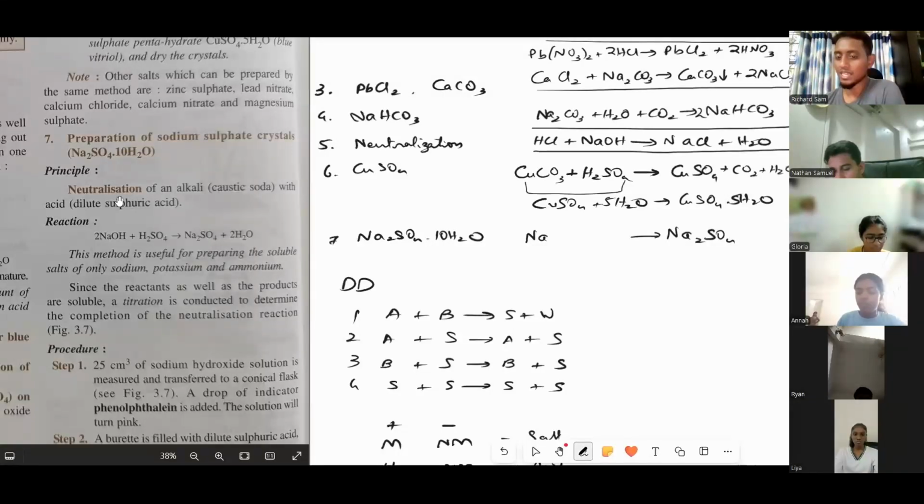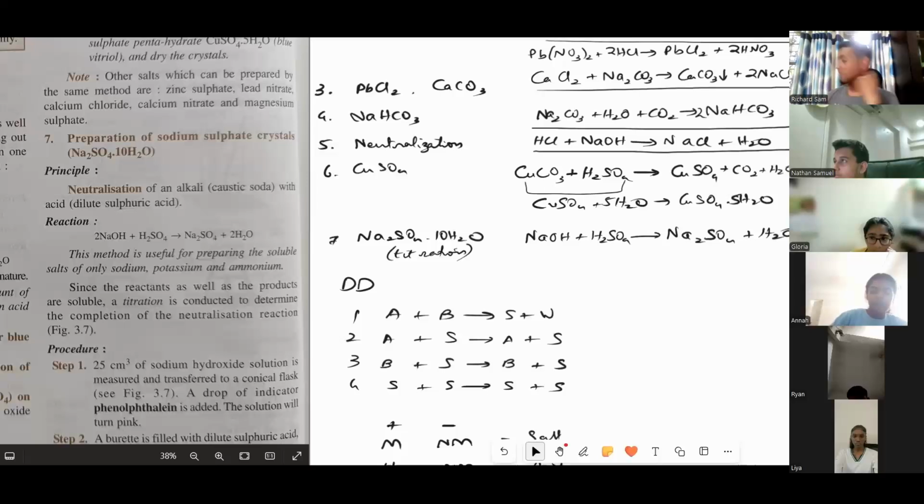So NaOH. NaOH is the base. And then you need an acid which has SO4. So H2SO4. Clear, everyone? So now Na will join with SO4 to form Na2SO4 and H2. The reaction is very simple. The method used here is titration. Do you know what titration is?